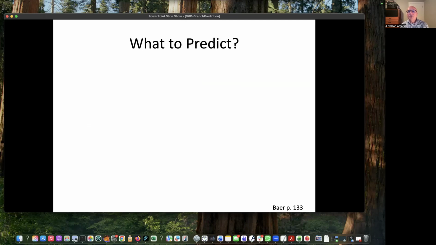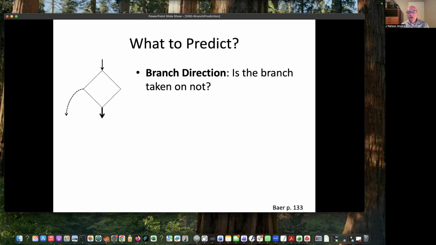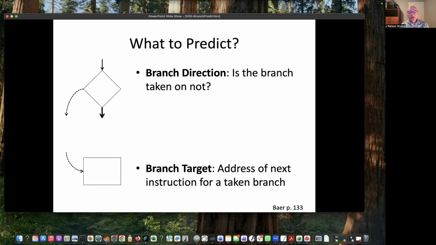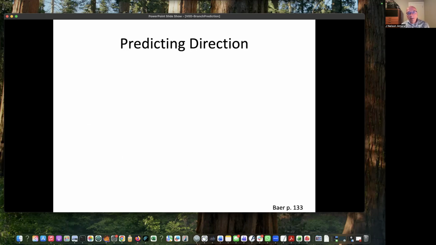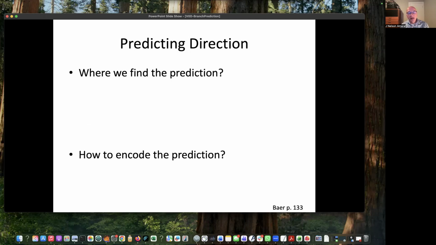The next question is, what should you be predicting? First, you need to predict the branch direction. So is this branch taken or not taken? And you need to predict also the branch target. So if you predict that the branch is taken, you also need to predict where this branch is going to go. And to predict the direction, the question is where do we find the prediction for the direction? And the next question is how do we encode this prediction?